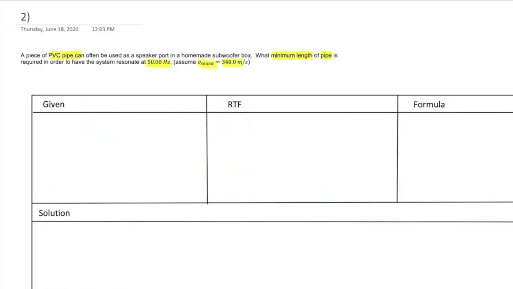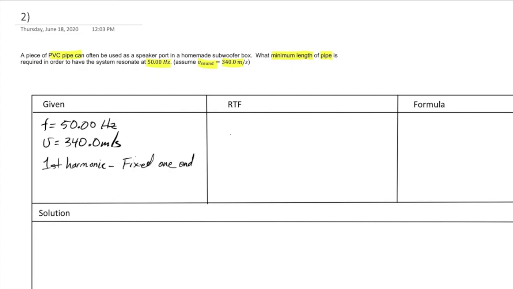All right, so let's solve it. So here's what we got. We know that our frequency is equal to 50 hertz. We know our wave speed is equal to 340.0 meters per second. And we have determined that we're going to use the first harmonic fixed one end, and we're looking for the length of pipe. So the formulas are as follows. V is equal to F lambda and L is equal to 1/4 of our lambda.